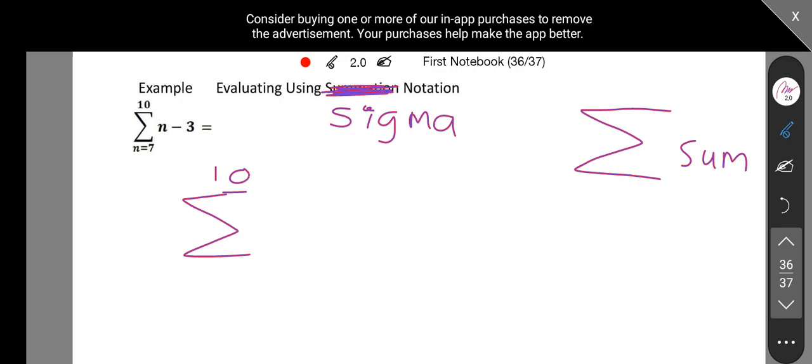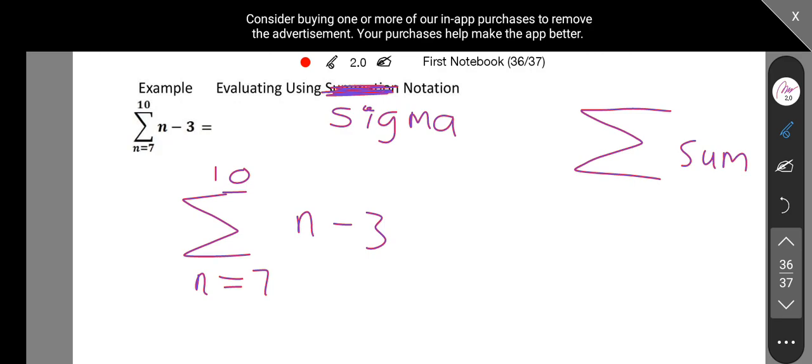So let me rewrite the sigma which is given. Here they've written 10. Here they said that n is equal to 7. And here they've said n minus 3. And all this is the sum. Okay, so there's something which you must be able to note here.